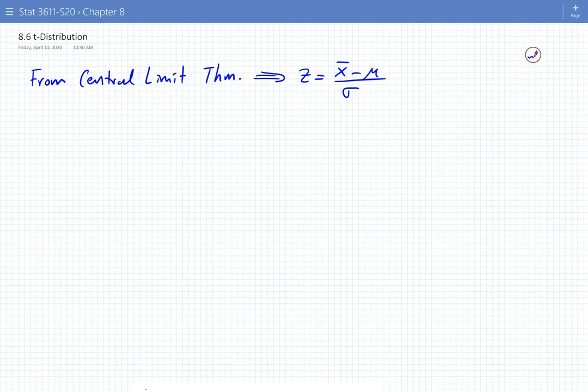It says that the z value, x bar minus mu over sigma divided by the square root of n, follows the standard normal distribution as n goes to infinity. So that's a standard normal random variable as n goes to infinity, and it's a pretty good approximation for a large enough value of n. So what does this require here? Well, one of the things that it requires is that you need to know what sigma is.